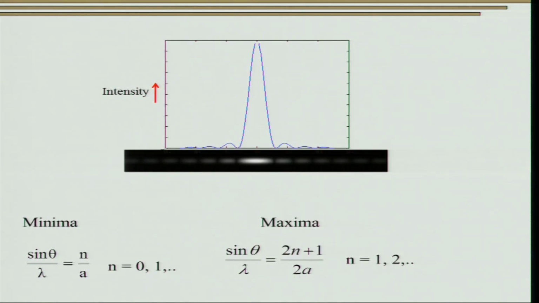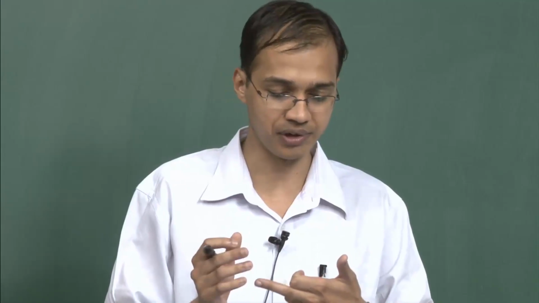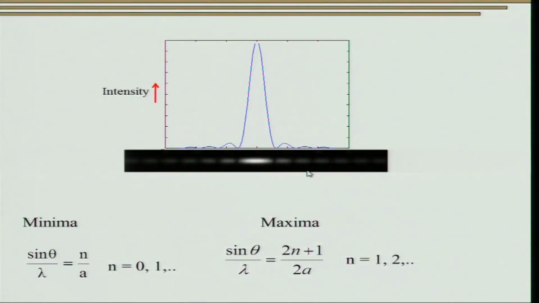We all know that whenever visible light passes through a small aperture, we get a pattern like this, wherein there is one single maxima, and at the same time there are some secondary maxima, and the condition for maxima as well as minima is given below. Whenever sin theta by lambda is equal to n over a, we get a minima and there is no intensity. However, whenever sin theta by lambda is (2n+1) over 2a, where a is the length of the aperture, we get a maxima.